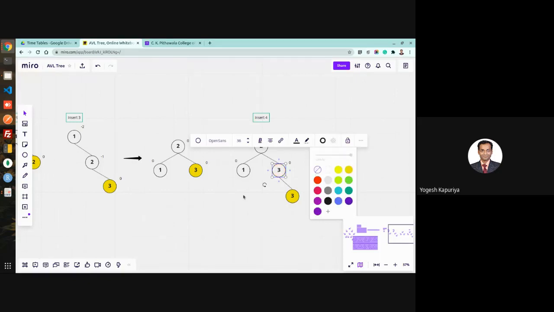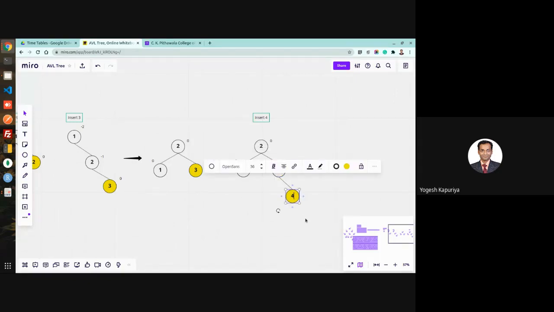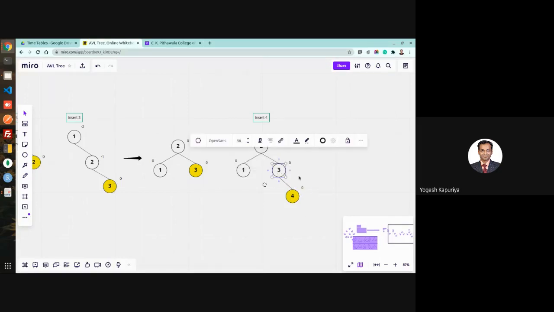This is 4. Okay. Again, compute the balance factor. So this will be 0. This is 3, 0 minus 1, so minus 1. And here it is 1 minus 2, which is minus 1. Okay. So after inserting 4, your tree is an AVL tree.